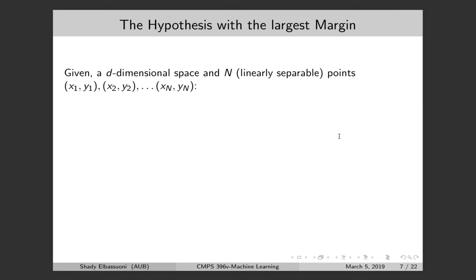Okay, so how does this help? This idea of margin of error and maximizing it when it comes to classification. So the setting is as usual. I have d-dimensional space and now linearly separable points x1, y1, x2, y2 until xn, yn. The hypothesis is sign of summation from i equal 1 to d of wi xi plus b. So I explicitly model the threshold here, b. And in vector form this is sign of w transpose x plus b.